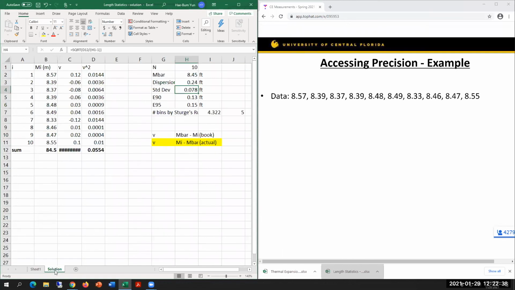Professor, is this an example of a random error? This is an example of a mistake. So this is not an error. This is a mistake. Okay. All right. Good question.